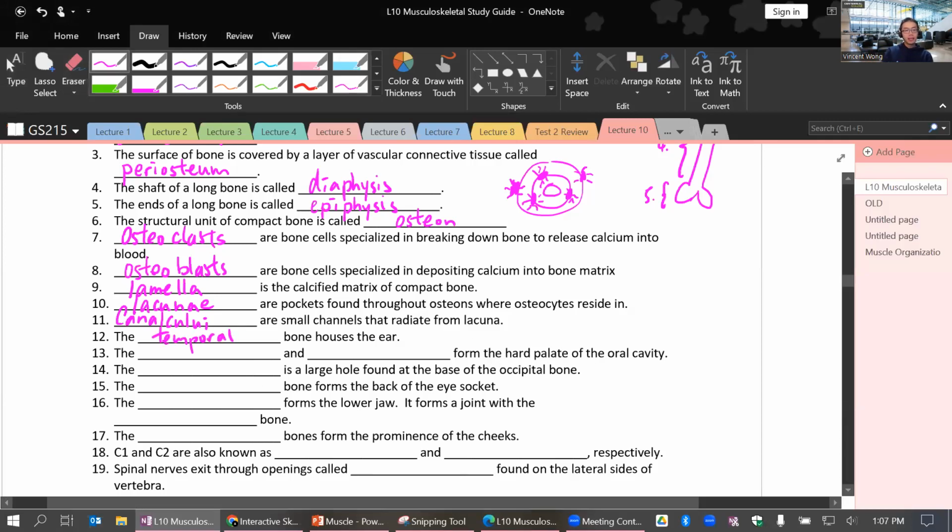The hard palate, I told you several times today already. Maxilla at the front, and palatine at the back.